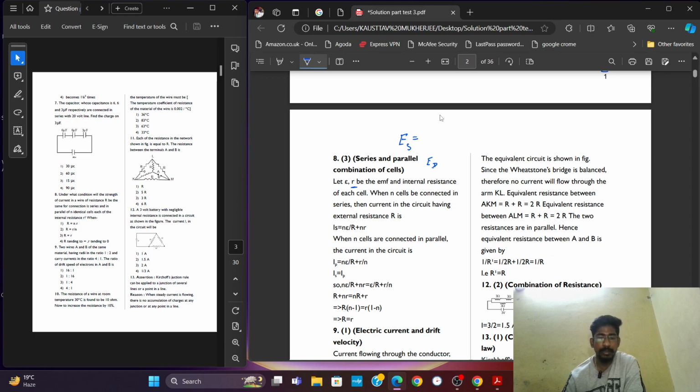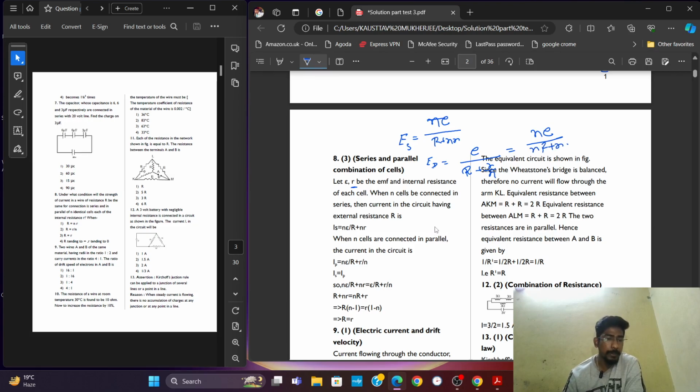For series, if n number of cells are connected in series, the current is n E divided by R plus n r. And for parallel, it is equal to E divided by R plus r by n. This is the formula. Now if you solve this, you will get the LCM as n r plus small r, right?